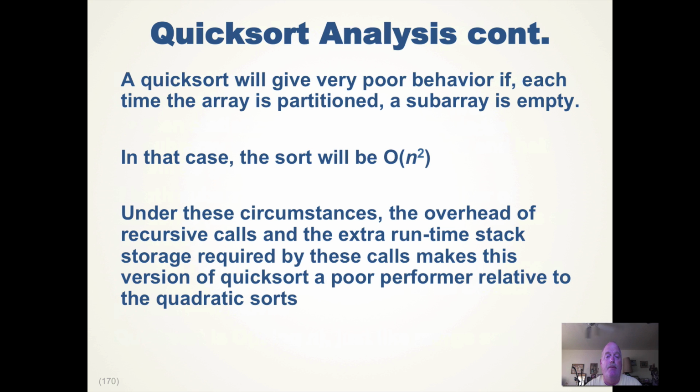Now, however, if you get bad pivot values, if you don't do the partitioning, or if you end up with a partition size of 1, so you're actually only pulling one thing off, you then get the case where you don't get the log n levels, you get n levels, and that becomes a big O of n squared.